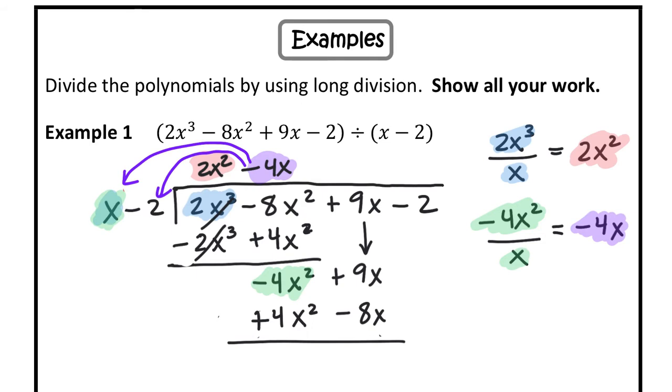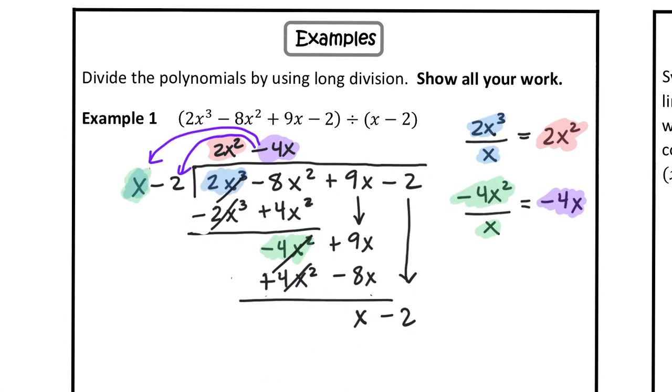Okay. So then what's going to happen here? We have negative 4 plus 4. These are going to cancel. Then we're doing 9 minus 8x. It's x. Then we're going to bring down the negative 2. Let me zoom out here. Okay. And so the process begins again.